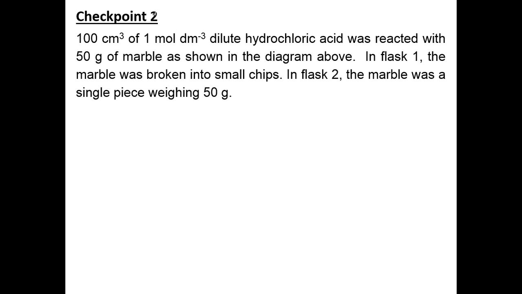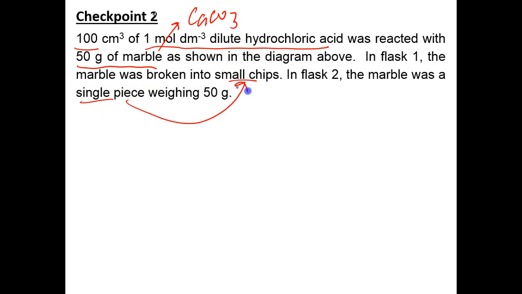So in this question, you have 100 cm³ of 1 mol/dm³ dilute hydrochloric acid reacting with 50 grams of marble. So what is marble? Marble is calcium carbonate. So this is a carbonate acid reaction which will give you a salt, water and carbon dioxide. So in flask 1, the marble was broken into small chips. In flask 2, the marble was a single piece weighing 50 grams. So small chips versus single piece, surface area to volume ratio comes into play. So small chips, larger surface area to volume ratio, you would expect the reaction to be faster compared to the one containing the single piece.